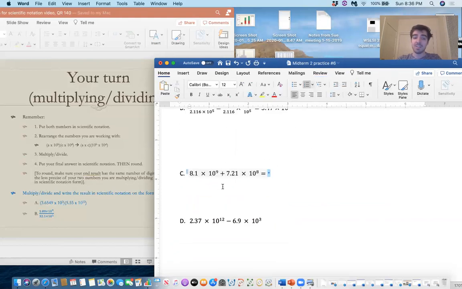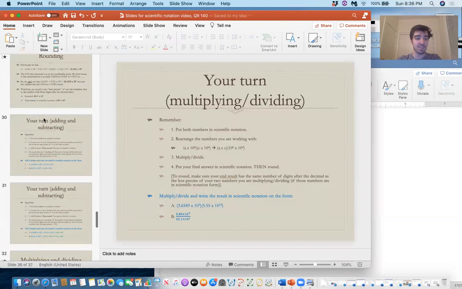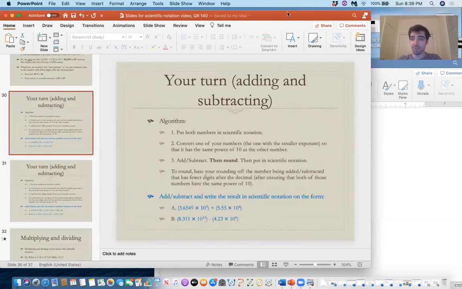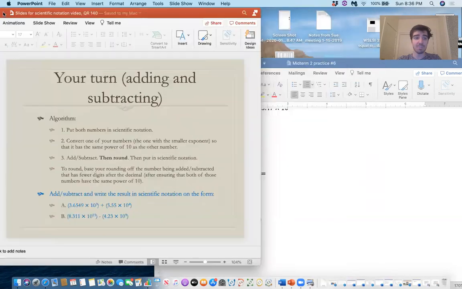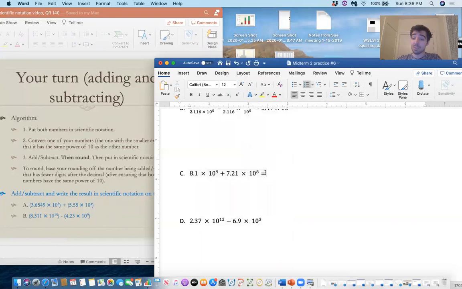Okay, the next two are addition and then subtraction. Remember that we have a different set of steps for that. Fairly similar, but you definitely want to have this distinct algorithm pulled up when you're working on these problems. All right, but the first step is always, regardless of whether you're doing multiplication or division, first step is going to be put the numbers you're working with in scientific notation. Once again, lucky for us, they already are.